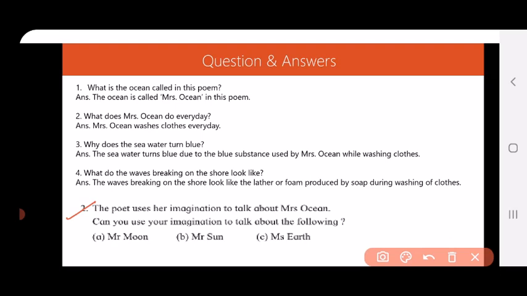In the same way, children, you have to use your imagination, your thinking, and talk about the following. You can talk about Mr. Moon. So now Moon has to become a man and talk about the work that the moon is doing. Mr. Sun and Miss Earth. So use your own imagination and create these characters and speak a few lines on them.